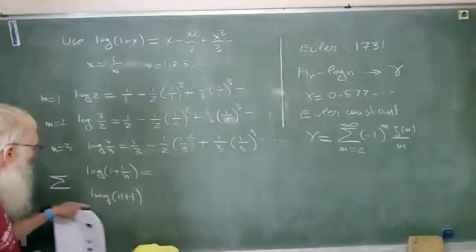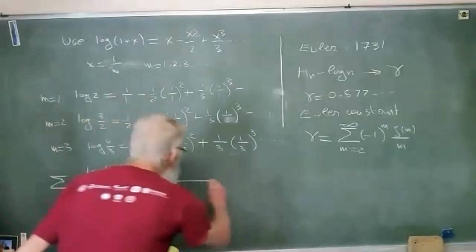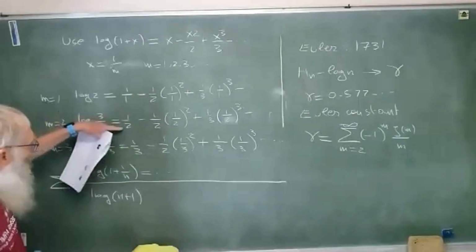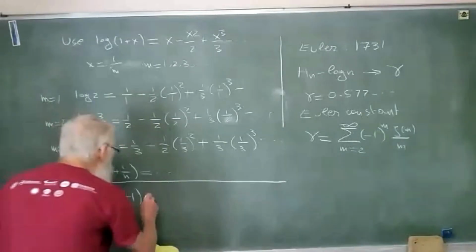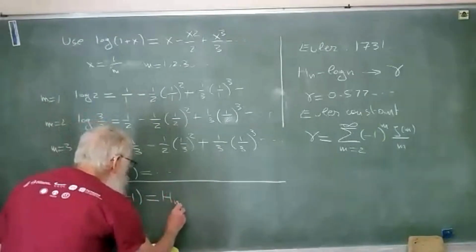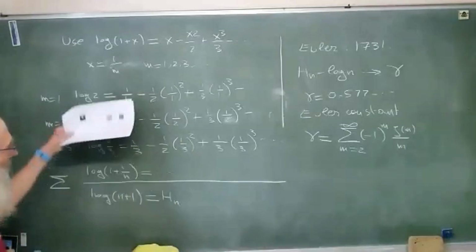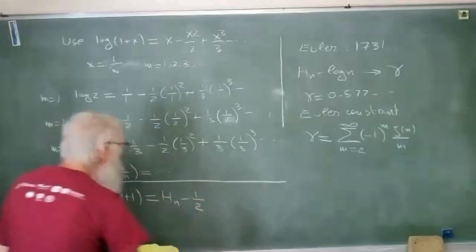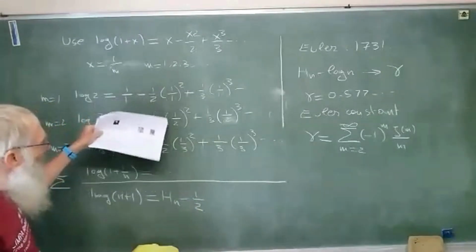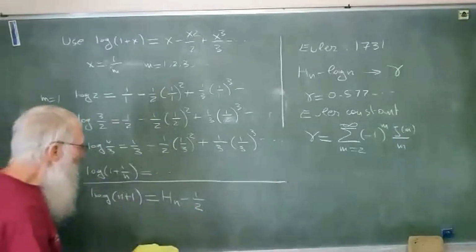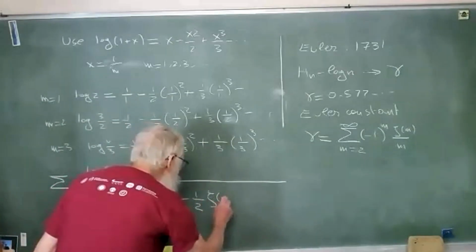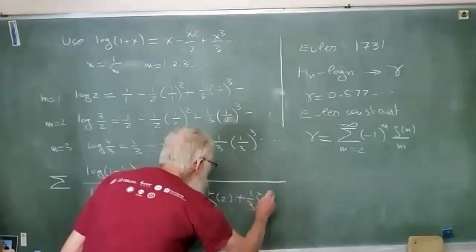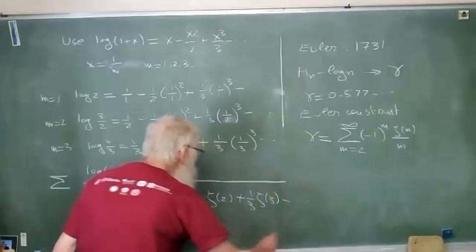So you write the sum. What is the first term that you have? You have 1 plus 1/2 plus 1/3, so you get H_n. What is the second term? You have 1/2 minus 1/2, and then you have the sum of 1 over n squared, which is zeta of 2. And then you have plus 1/3 zeta of 3, and so on.